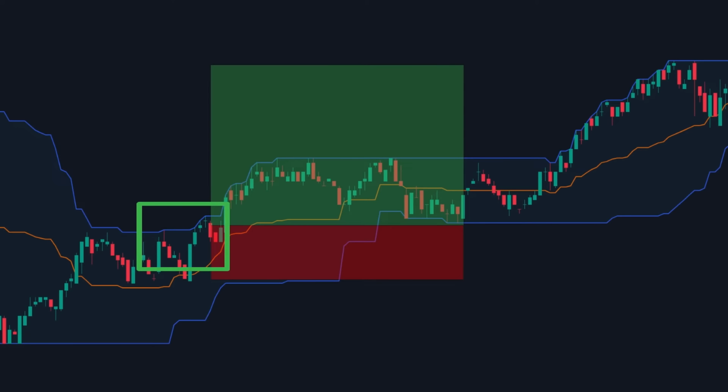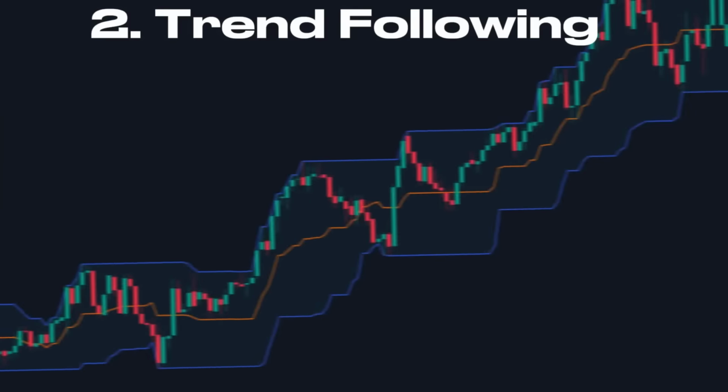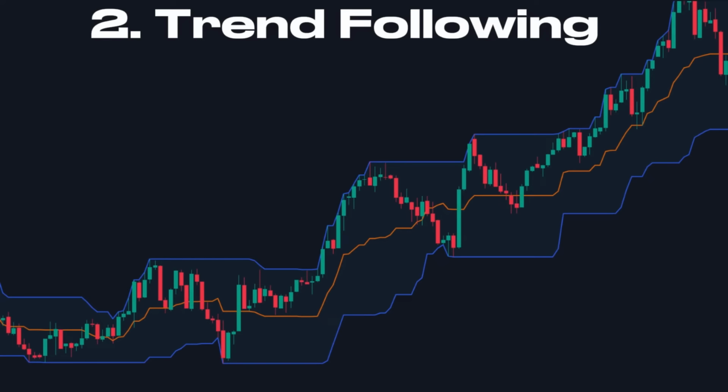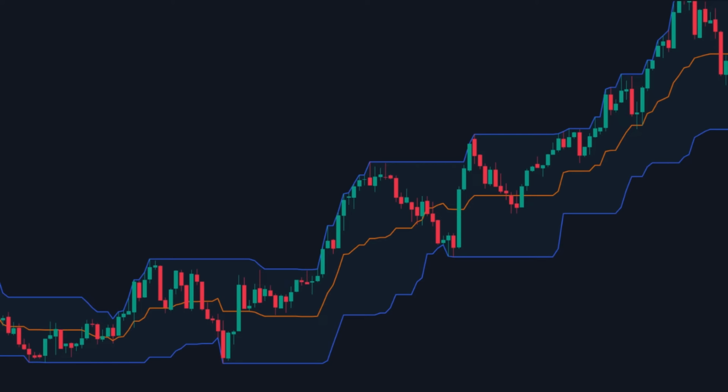Look for consolidation before the breakout to improve your chances of success in Forex trading. 2. Trend following. The Donchian Channel is an excellent tool for identifying and riding trends. Here's how to make the most of it.